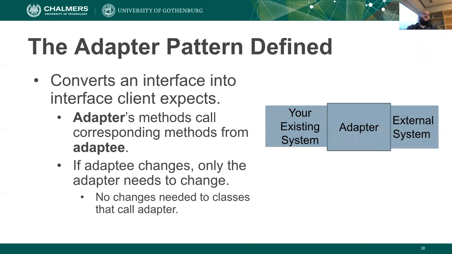Right. So the adapter pattern converts the interface of a class into the interface the client expects. Adapters let classes work together despite incompatible interfaces. This pattern allows you to use a client with an incompatible interface by creating an adapter that does that conversion. This decouples the client from the implemented interface.